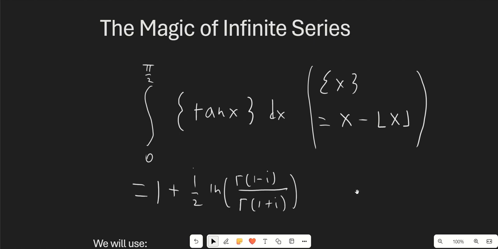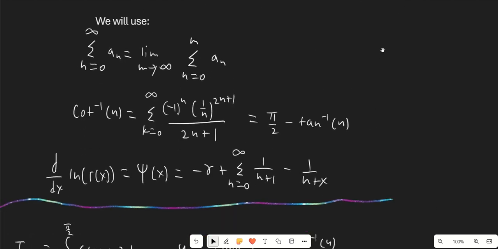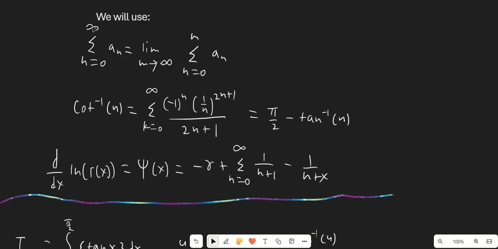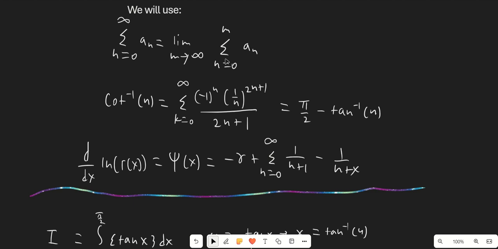So in this video, we're going to be using the fact that the sum from n equals 0 to infinity of some series a_n is the same as the limit as m goes to infinity of the sum from n equals 0 to m of a_n, which is something I've used in many previous videos.